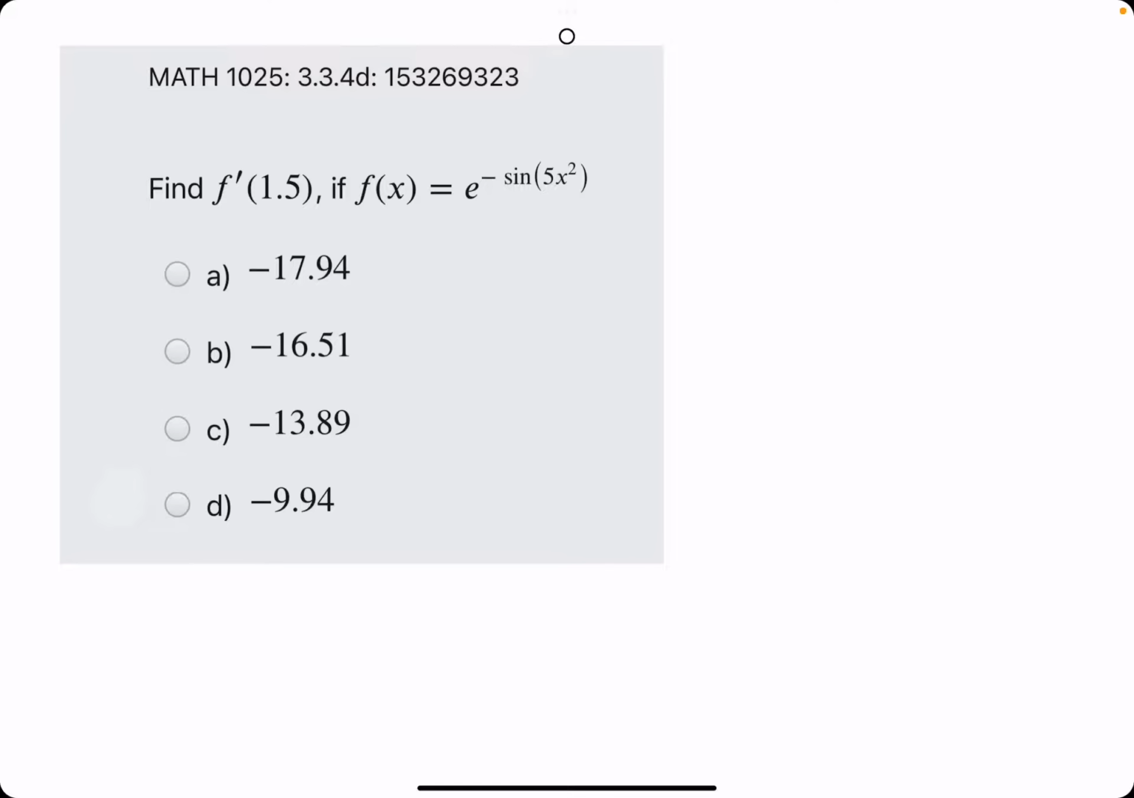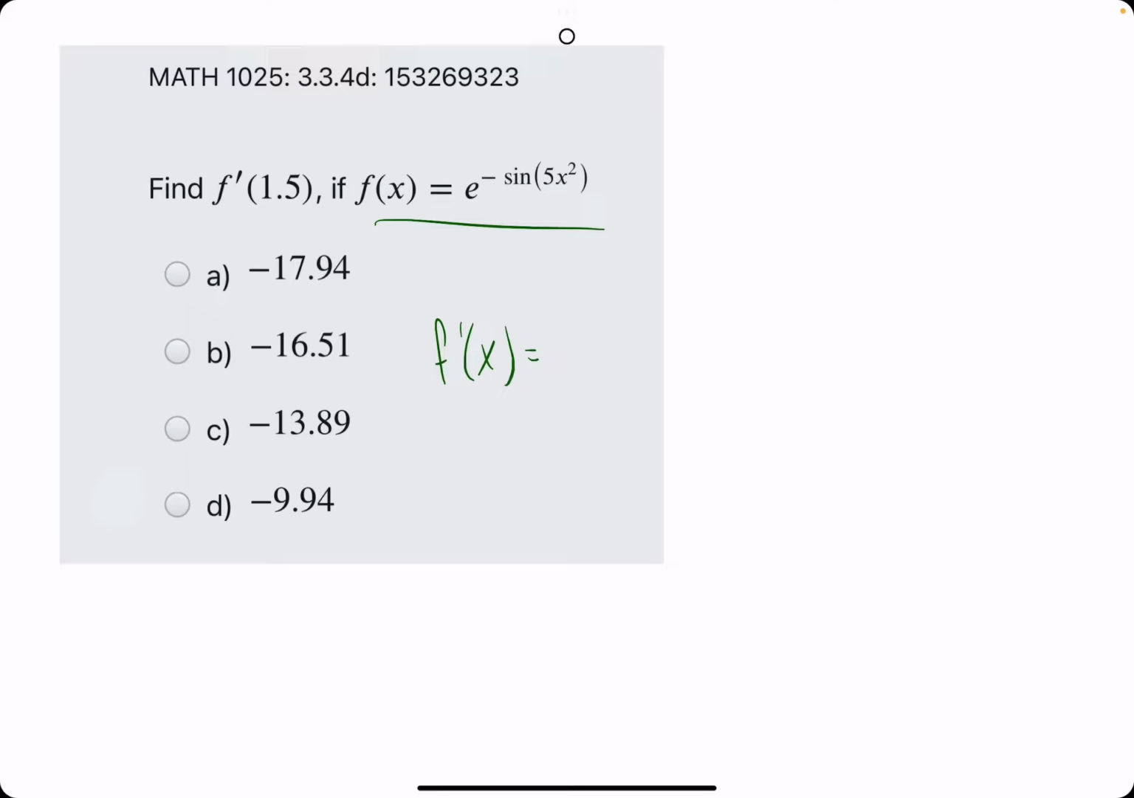Okie dokie. In this problem, we are asked to find f prime of 1.5 given this function f. So, of course, the method is to find the derivative f prime using the chain rule, using what we've been doing this whole quiz, and then plug in the x value 1.5 and find an answer. I will work these out much more casually, with much less of a breakdown. Basically, just how I would solve them on a regular basis.